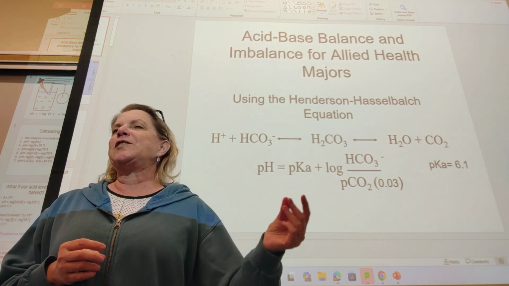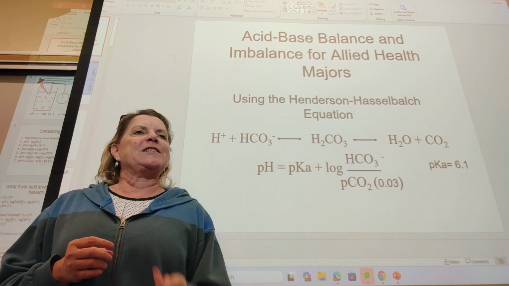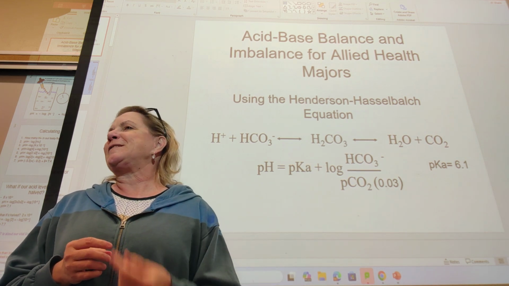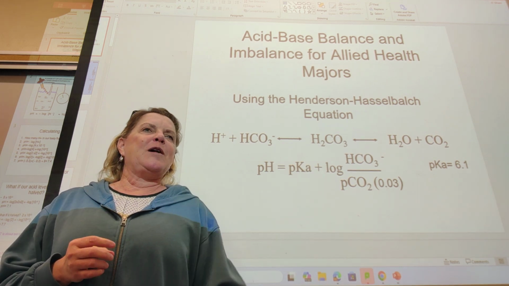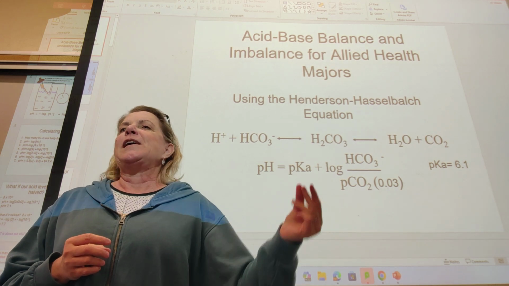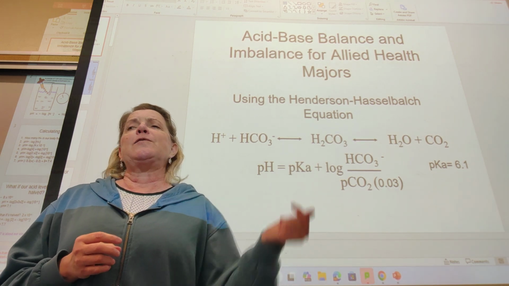Multiplication and division, addition and subtraction. If we follow all the rules, it will get us out of school.